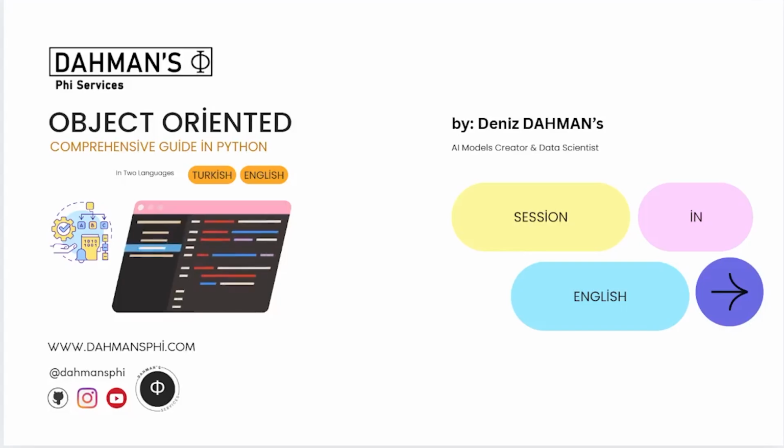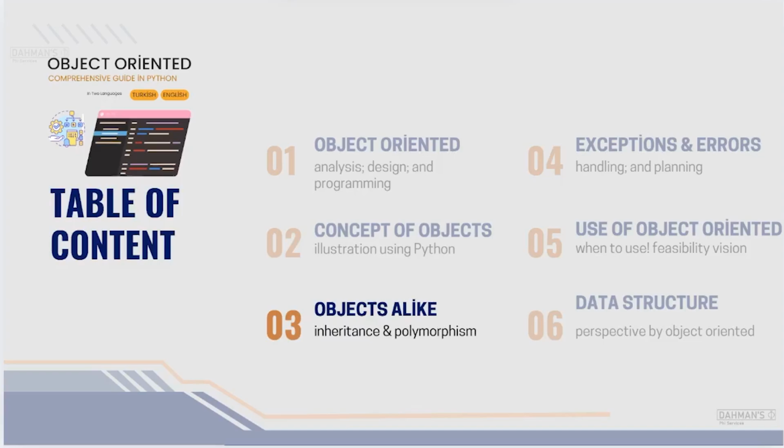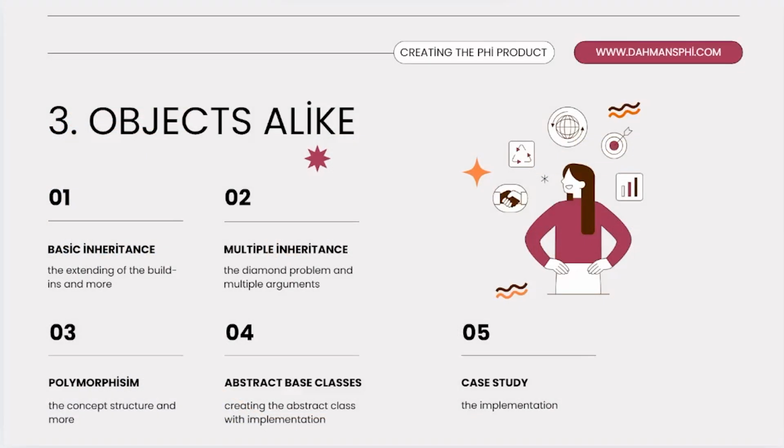Hi, welcome back. So we are in section 3 in Object-Oriented Comprehensive Guide in Python. In this section, we shall be discussing objects alike and in particular speaking about inheritance and one of its features called polymorphism.